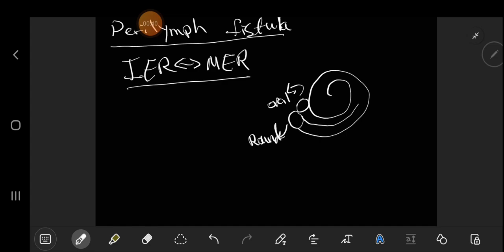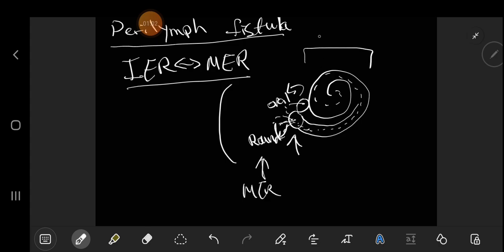Now usually this fistula causes rupture of one of these membranes, more commonly the round window, and there the perilymph that is inside the cochlea gets out of the fistula to the middle ear, right? This is the area of the middle ear, and this is the cochlea, so this is the area of the inner ear.